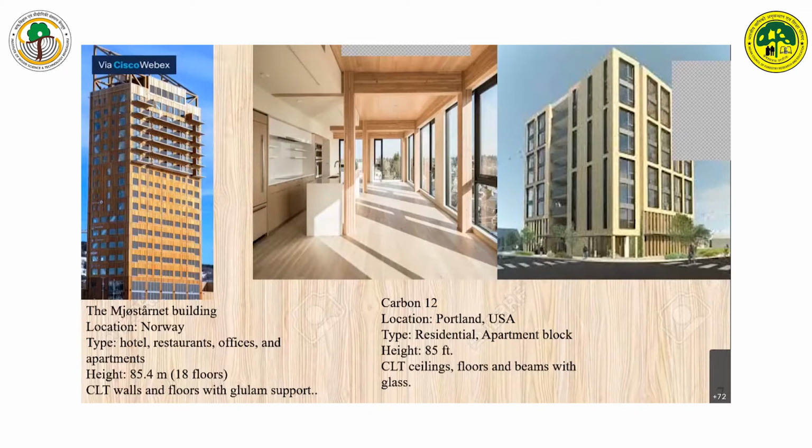Next one is Carbon12. It is situated in Portland, USA. This is also a residential and apartment block, with a height of 85 feet. In this, CLT has been used as ceilings, floors, and beams, and it is used in combination with glass, as we can see in the photographs above.